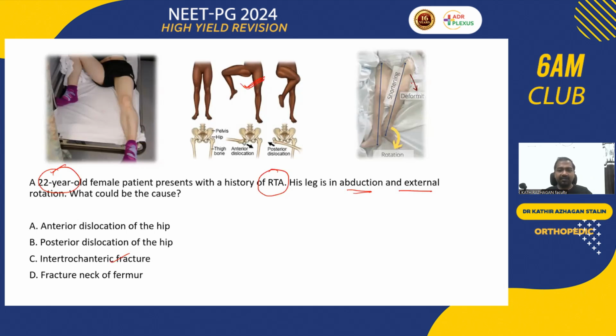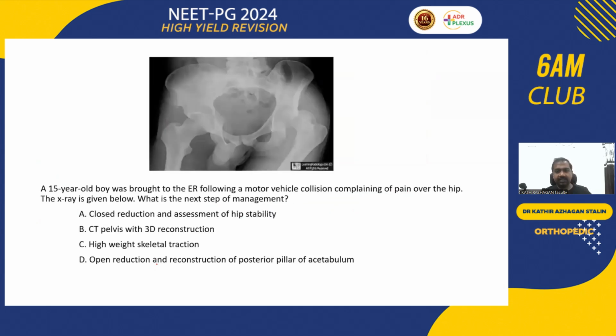In intertrochanteric fracture, you will have some abduction, but that is not as bad as the abduction in an anterior dislocation. So for this anterior dislocation, if the question says 72-year-old female and abduction, external rotation and shortening with crepitus, then the answer would become an intertrochanteric fracture. In a young individual, less chance for an intertrochanteric fracture.